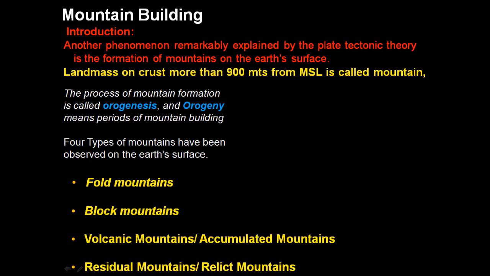There are four types of mountains that have been observed on the Earth's surface: fold mountains, block mountains, volcanic mountains, and residual mountains. Volcanic mountains are also called accumulated mountains, and residual mountains are also called relict mountains.